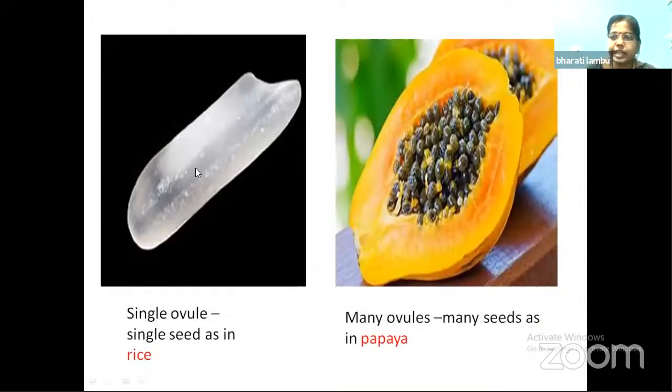And this is the rice grain. This is nothing but the example for a single ovule. So from the single ovule, a single seed will arise. So the example for this is rice. And you can see here many seeds are present. Many seeds means many ovules were present before the fertilization process. So many ovules, like many seeds as in papaya fruit. So you know papaya fruit. You eat, it is good for the eyes. Vitamin A is rich in it. So you can see if you cut open papaya fruit, there will be many seeds. That means many ovules were present before the fertilization process.